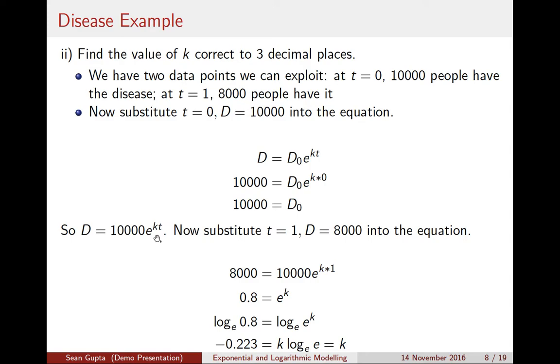Okay, so only k is missing. Let's substitute in the second data point. T equals 1, d equals 8,000. And k times 1 is k. And we can divide by 10,000 on both sides. 8,000 divided by 10,000 is 0.8. Let's take the logarithm to base e. Now if we have the logarithm and the exponential, they will cancel each other out. So log base e of e to the power of k becomes just k. And the logarithm of 0.8 you can calculate with your calculator. So what do we get? K is minus 0.223.